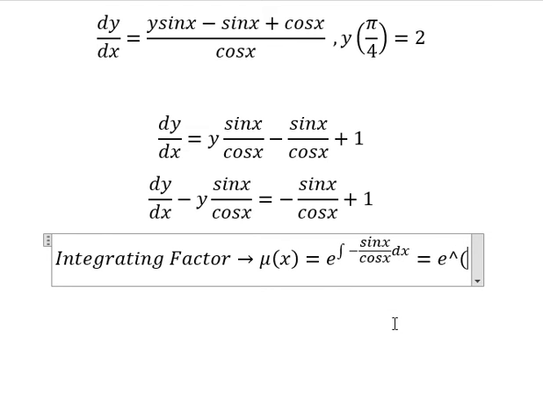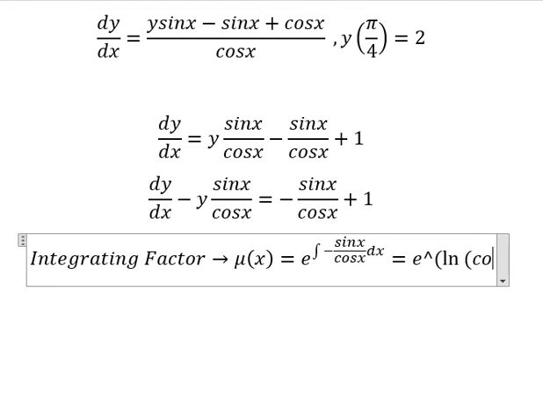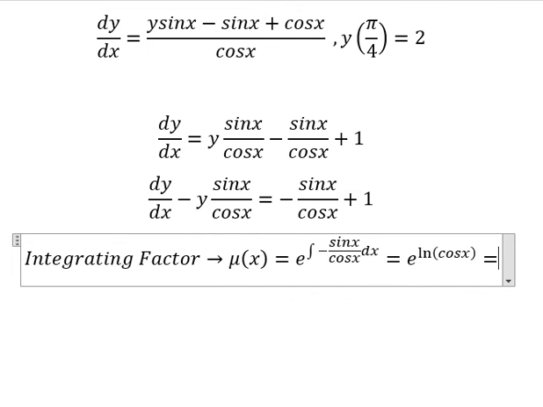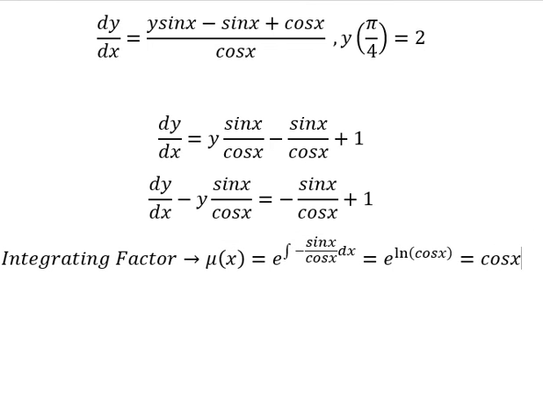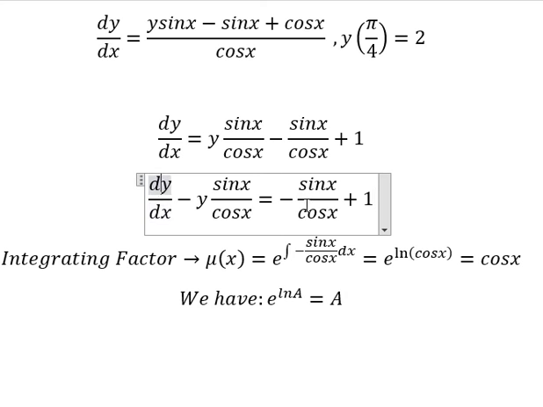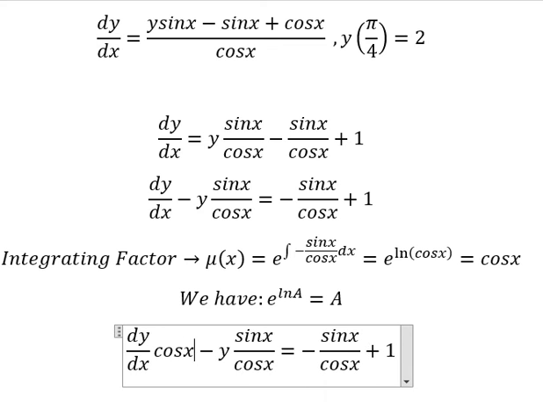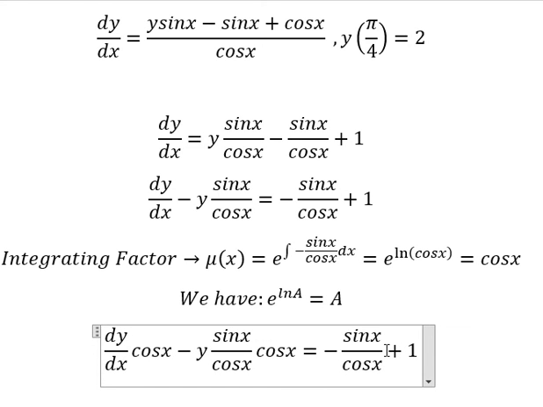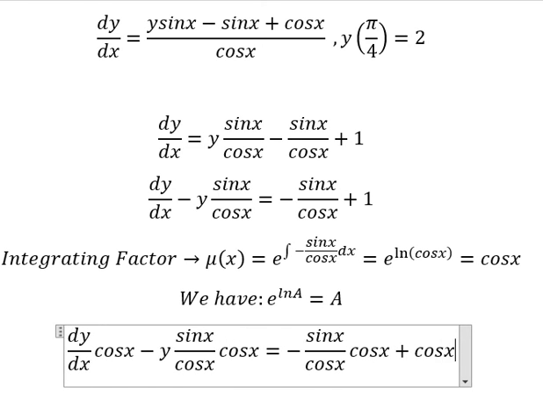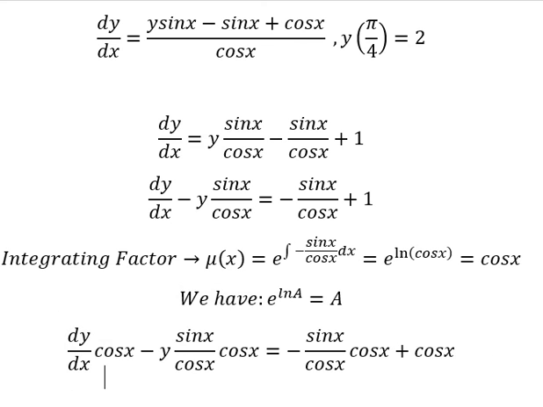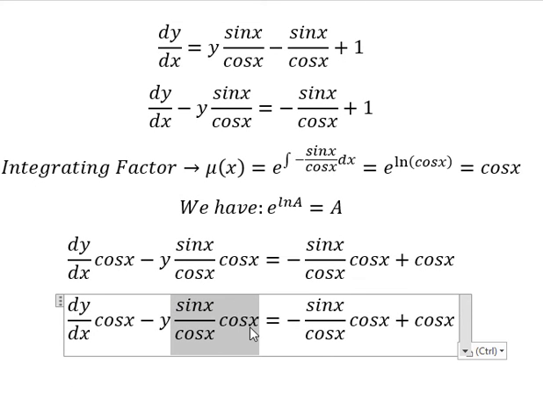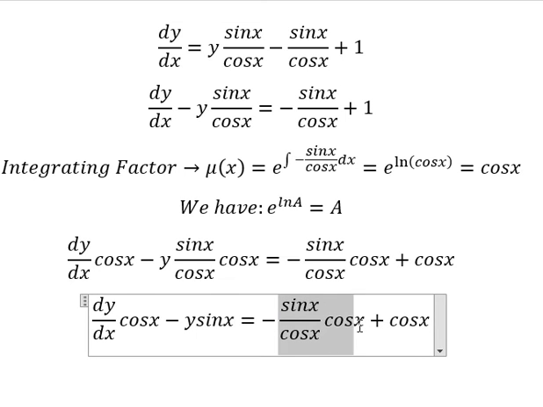So the integration of this one, we have ln of cosine s, and this one we have cosine s, because I just apply the formula in here. That means we need to multiply both sides by cosine s. So this one we have sine s. This one we have sine s.